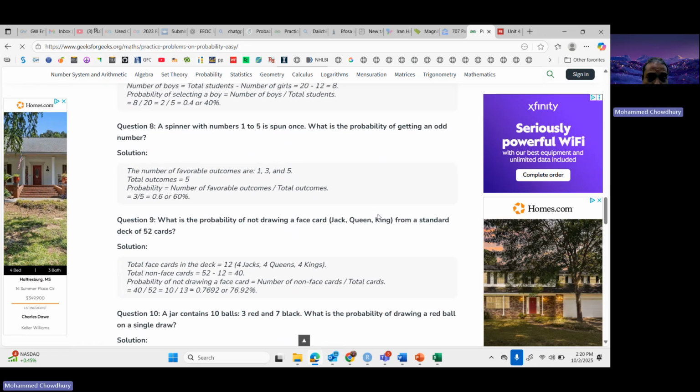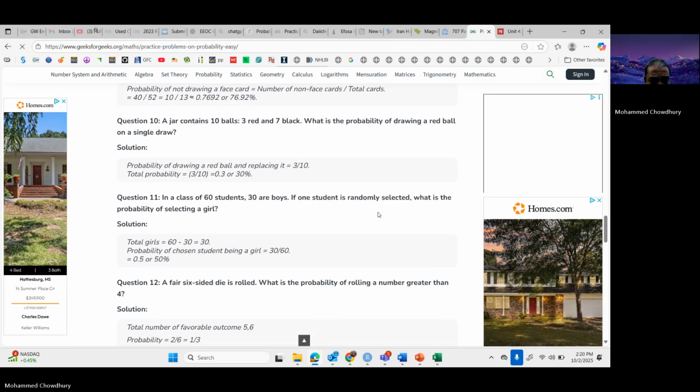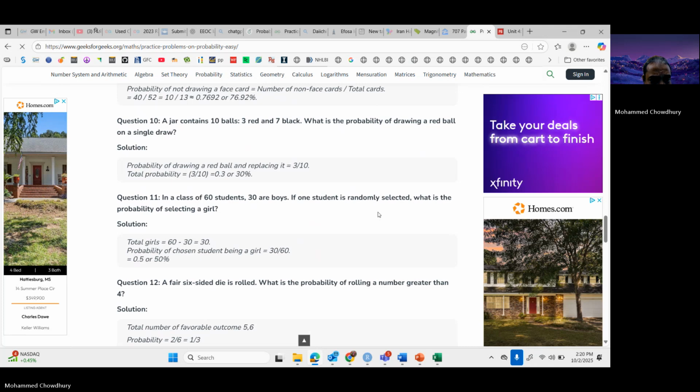A spinner with numbers 1 to 5 is spun once. What is the probability of getting an odd number? 1 to 5, how many odd numbers? 3 odd numbers, right? So 3/5. A jar contains 10 balls, 3 red and 7 black. What is the probability of drawing a red ball on a single draw? So 3 over 10.